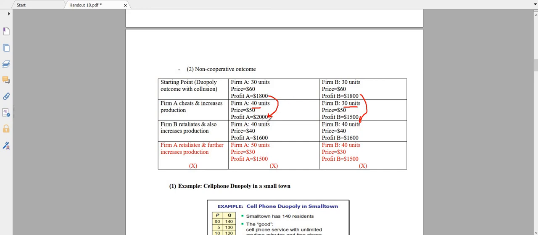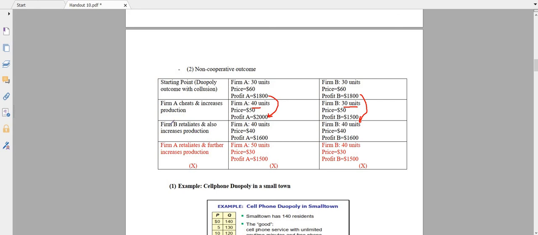It's important to realize here that firm A is acting selfish. So if it's confident that firm B is going to be true to the agreement and will continue to produce 30 units, firm A will cheat and increase its production and as a result increase its profit. Now you need to realize that firm B cannot be that stupid. If firm A can think that way, firm B can think exactly in the same manner.